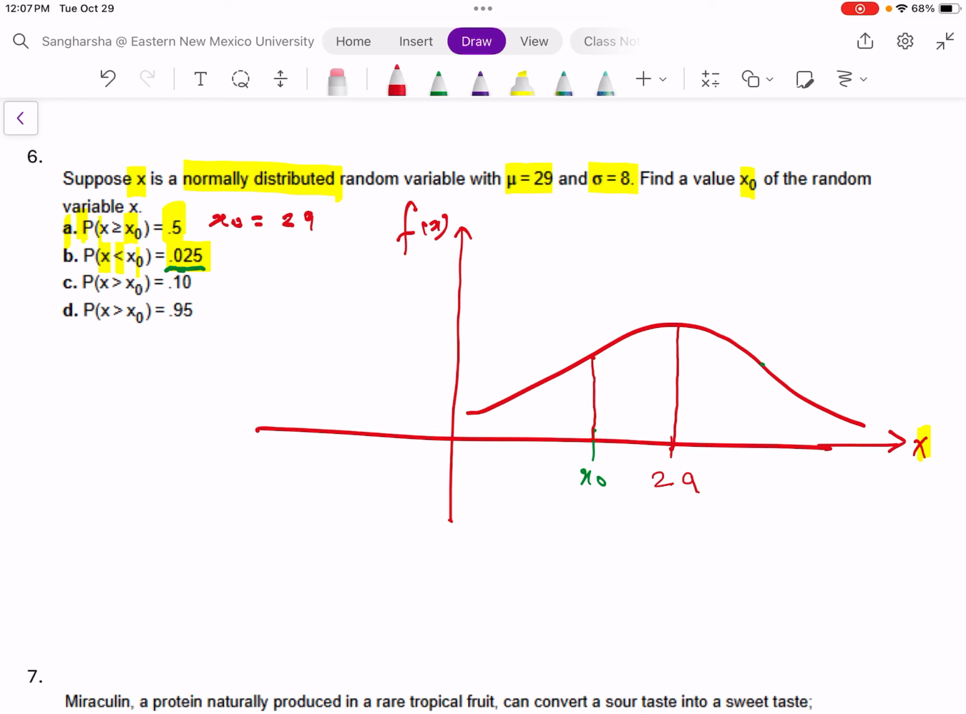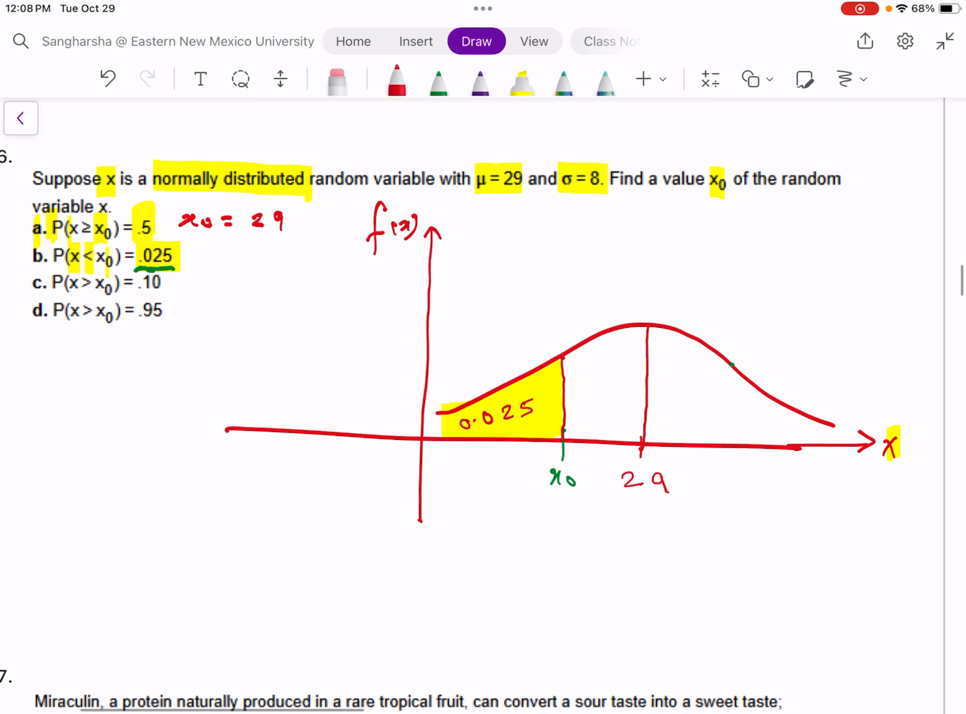And less than means this area. And what is this area given to us? Probability is the same as the area. So 0.025 is the area. And our target is finding this x naught.